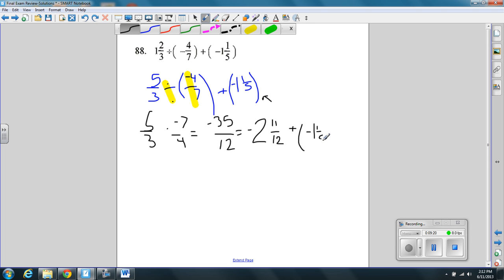Now, before we can add these two fractions, we need to find a common denominator.